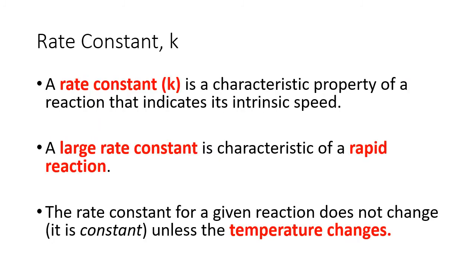Lowercase k is the symbol used to describe the rate constant. The rate constant is a characteristic property of a reaction that will indicate its intrinsic speed. If you have a very large value for the rate constant, that will be characteristic of a rapid, fast reaction. A very small value for the rate constant would indicate a very slow reaction.